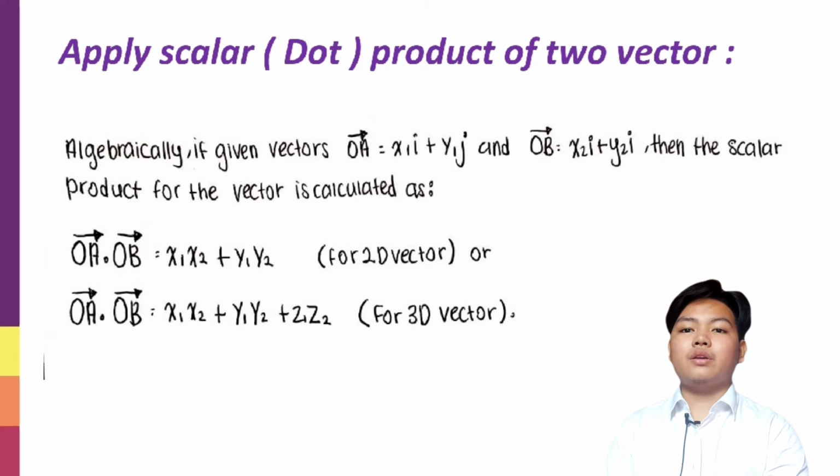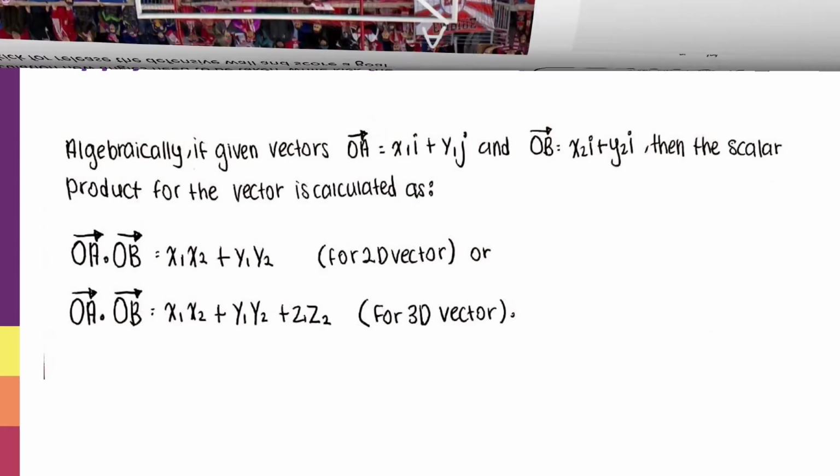Algebraically, if given vector OA equal to x1i plus y1j and OB equal to x2i plus y2j, then the scalar product for the vectors is calculated as OA dot OB equal to x1x2 plus y1y2 for 2D vectors, or OA dot OB equal to x1x2 plus y1y2 plus z1z2 for 3D vectors.